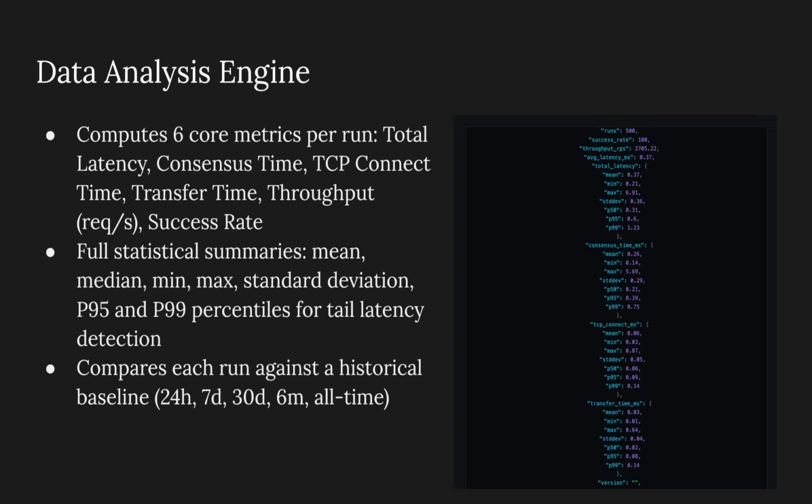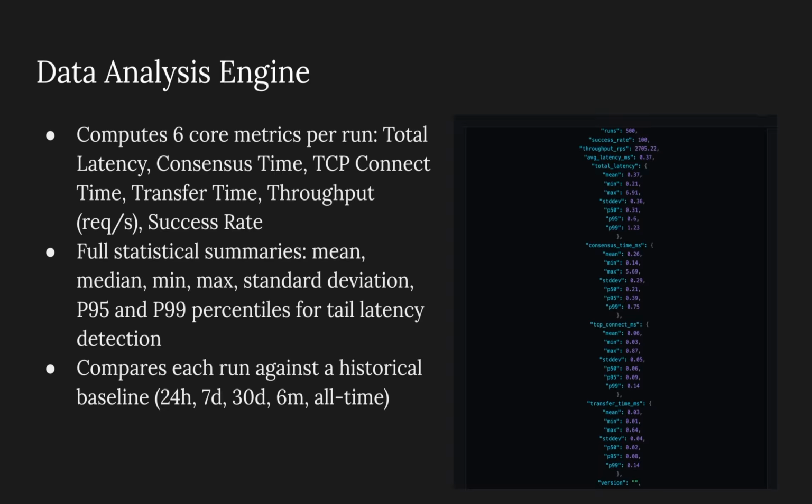As you can see in the picture to the right, this is an example of a JSON file that we receive after a test is completely finished and has gone through our data analysis engine. You can see how many transactions we actually completed, what the success rate was, and what the average throughput and average latency were. Moreover, it gives you more information about the statistical summaries, such as the mean, median, standard deviation, and P95 and P99 percentiles for tail latency detection.